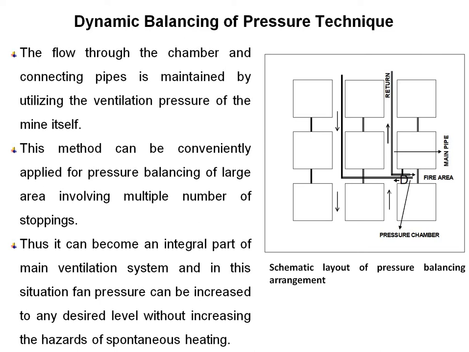Here the ventilating pressure has been mentioned, and through the connecting pipe it has been maintained properly. The method can be conveniently applied for pressure balancing of a large area involving a multiple number of stoppings, because in a mine there are multiple stoppings, which may be ventilation stoppings or sectionalization stoppings. The sectionalization stopping thickness is 1 meter, and the ventilation stopping is 15 centimeters.